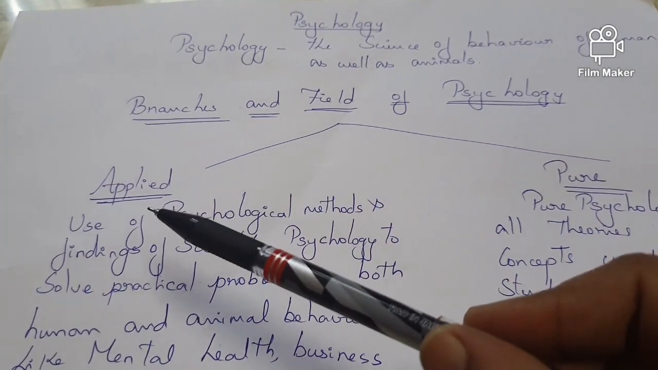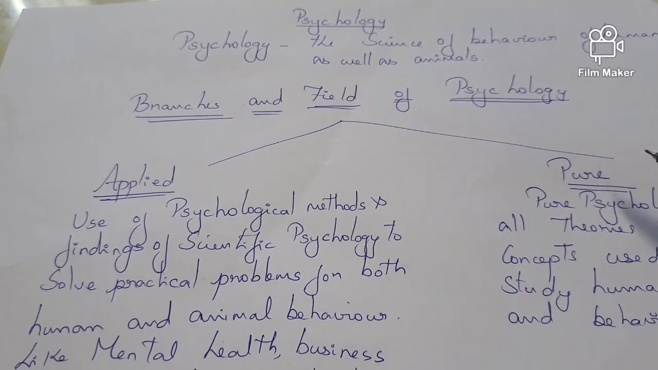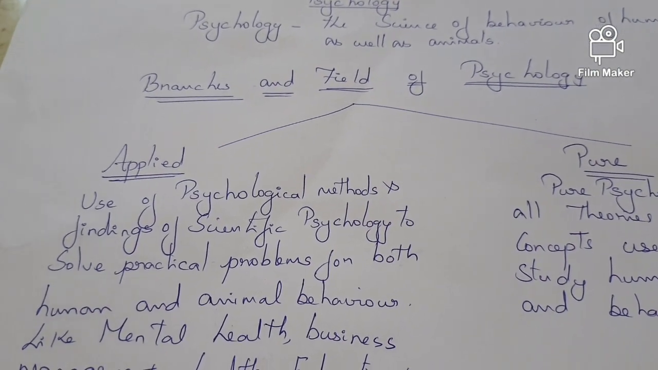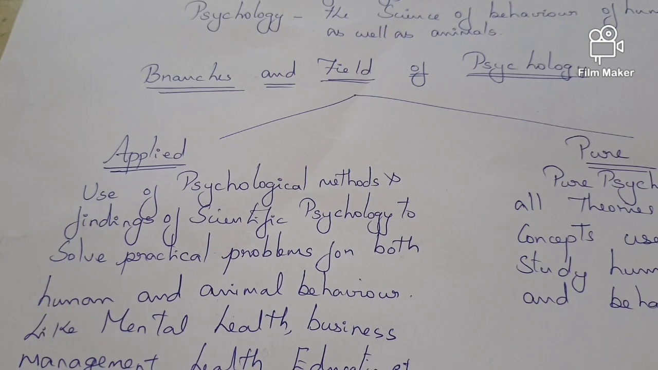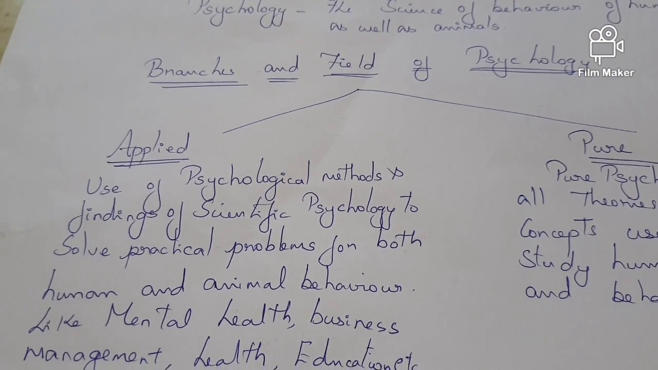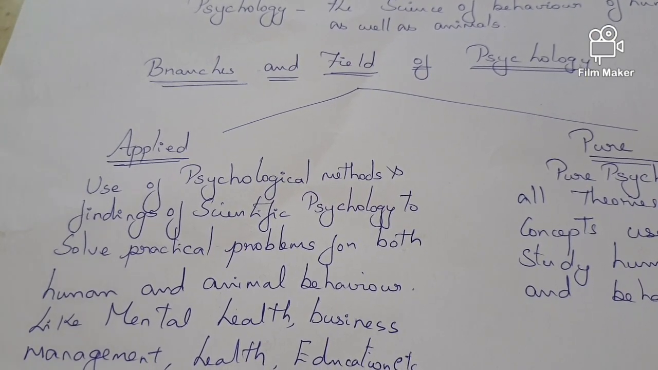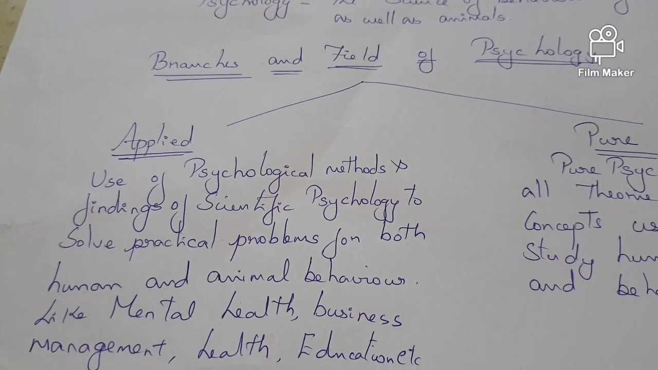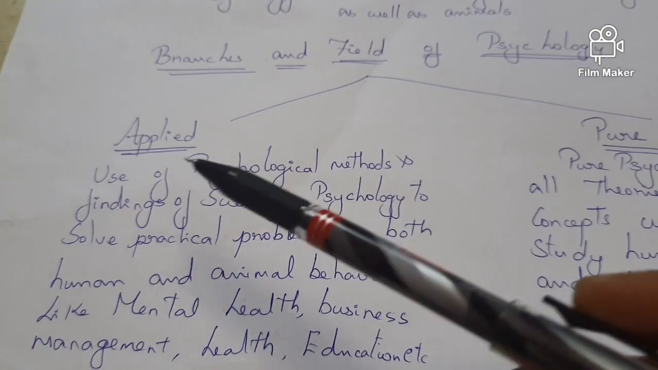That is, applied psychology and pure psychology. There are two types of field in psychology, that is applied psychology and pure psychology. A few papers we say are applied, a few things we say are pure psychology. Okay, coming to applied psychology.